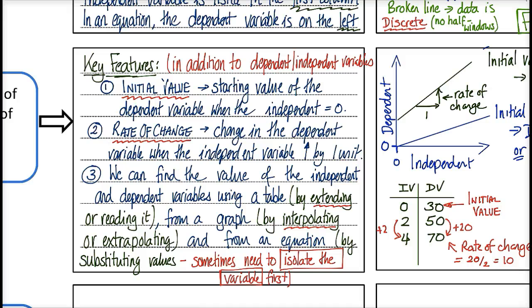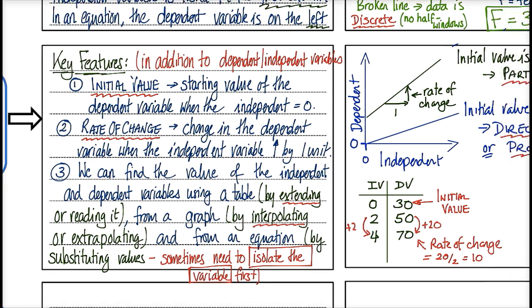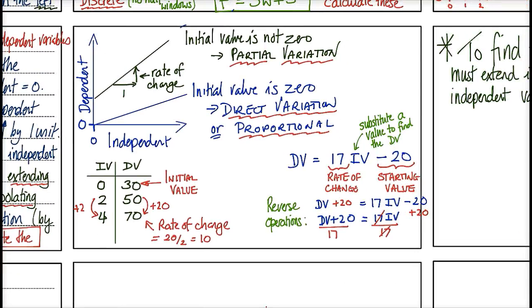From an equation, which is usually what students found the most difficult part, we can substitute values if we're trying to find the dependent variable, because the dependent variable is already isolated in an equation of a linear relation. But if we want to find the independent variable, which is really what this video focuses on, we have to isolate that variable first. I'm going to show you an example of that in this graphic organizer that we've been working on.